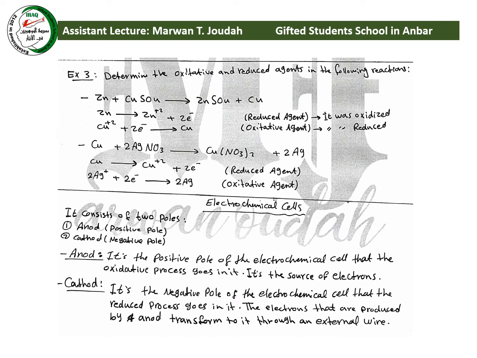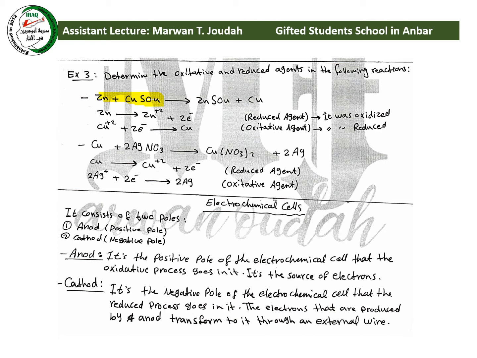Let's go through this example and see how we could determine the oxidizing agent and the reducing agent depending on what happens in the equation. So for the zinc here, we have copper sulfate, okay? Now it gives us ZnSO4 plus Cu. So we will be counting each one individually and see what happens to each one. So we have to write down the half equation of each one.